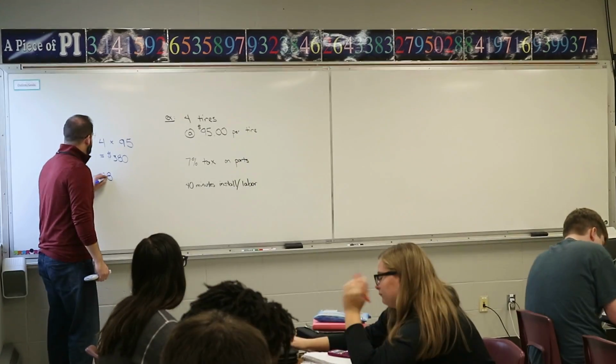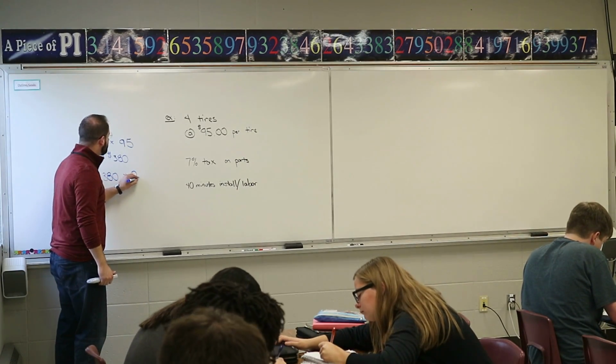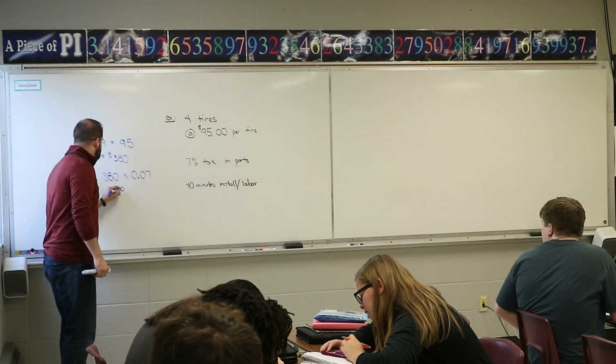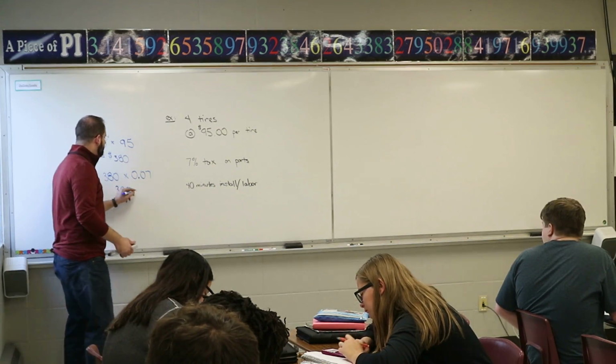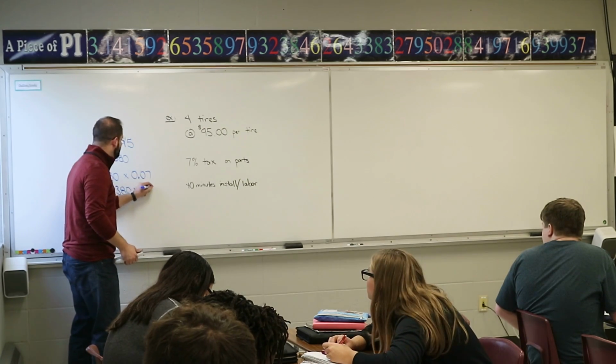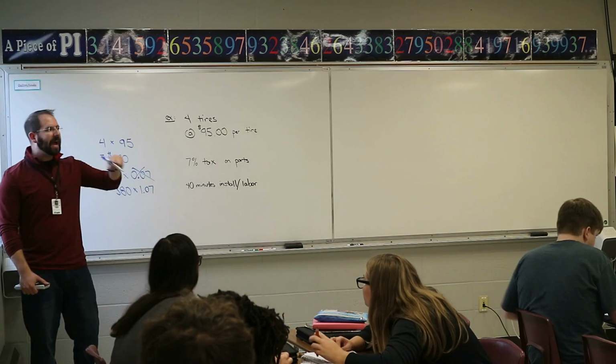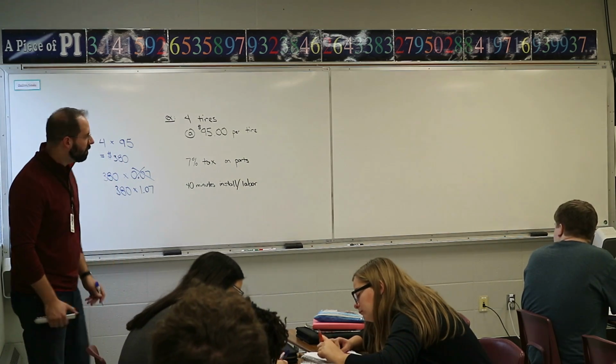So 7%. We take 380 times 0.07, well, this is the tax. Here's the shortcut. Instead of 0.07, multiply by 1.07. This will add the tax in for you. That's a little shortcut for you.